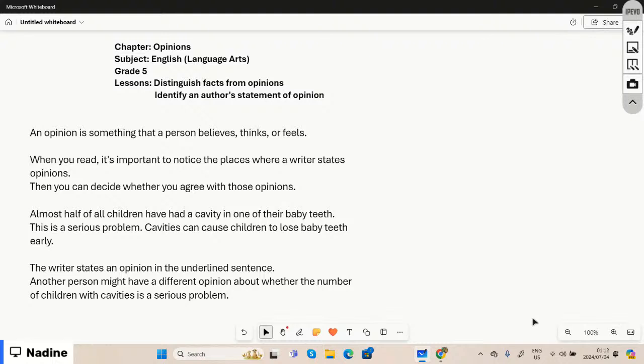And remember, when it comes to opinions, and a writer stating or adding their opinion, it means that your opinion or anybody else's opinion might differ from the next person's opinion. Like, for example, here where the writer says, this is a serious problem. Is having a cavity a serious problem? So now you need to tell yourself, are cavities really a serious problem? Because that is the opinion that the writer gives, that cavities are a serious problem.